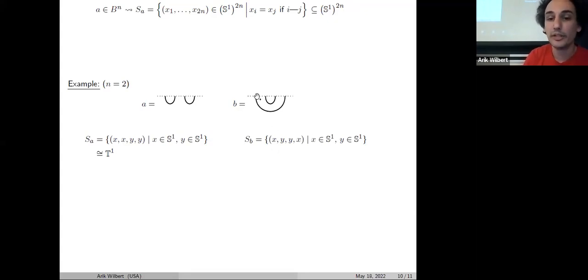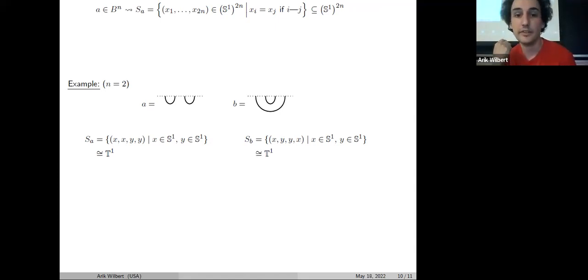Similarly, you can do something with this other diagram. There's a cup connecting the first vertex and the last vertex, so I identify the first and fourth coordinate, and then I also identify the second and third coordinate. Then again, I have a torus. And so here's now what's going on. Why do I care about these manifolds?